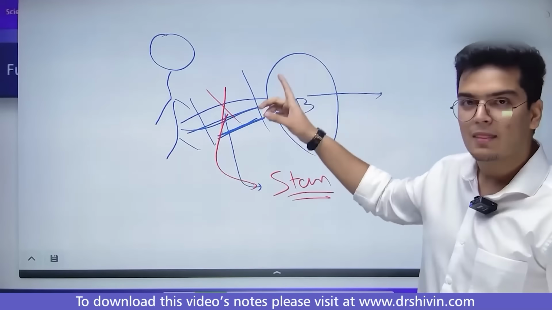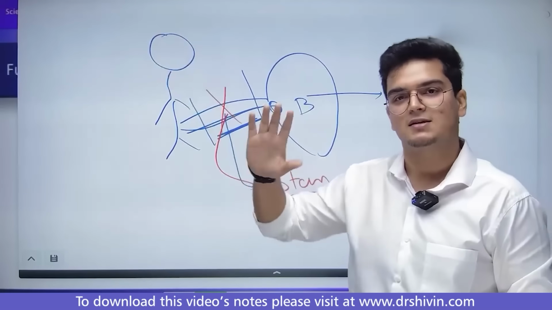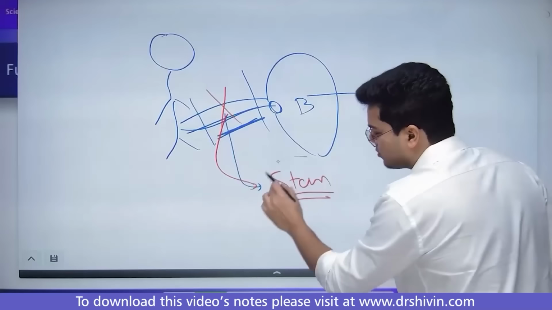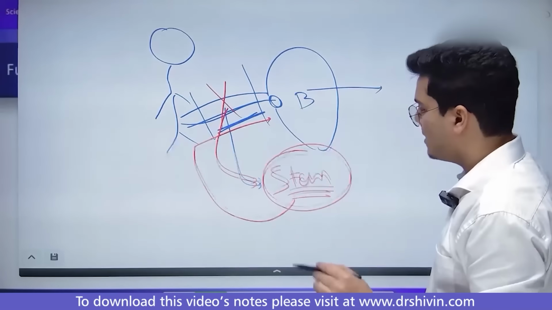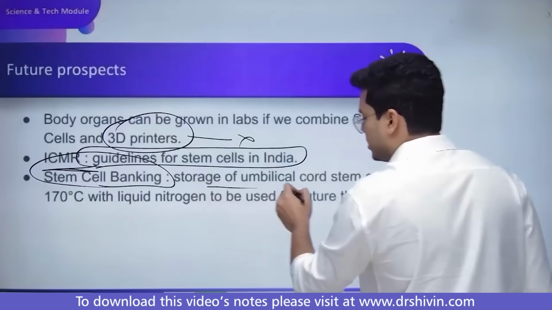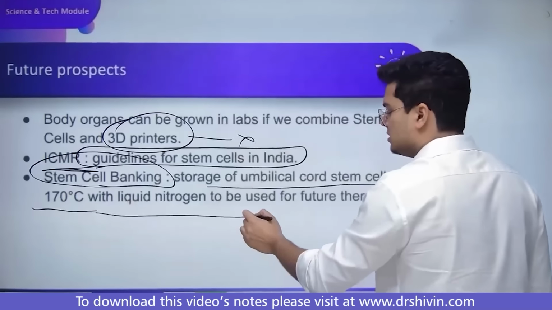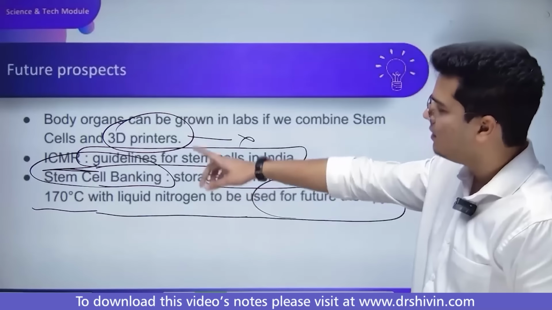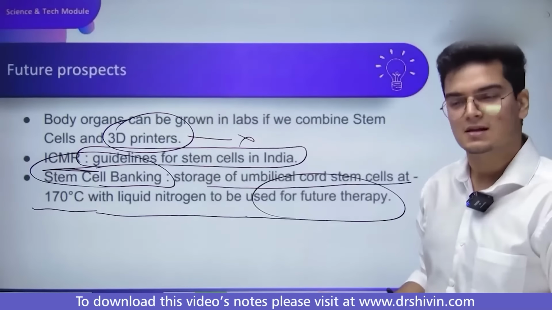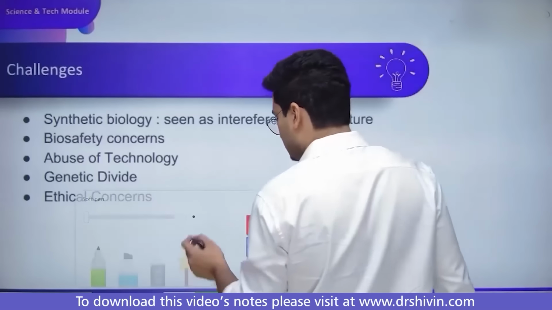मान लो बेबी को बाद में कोई ऑर्गन चाहिए होगा तो मुझे induced pluripotent stem cell बनाने की झंझट नहीं करनी पड़ेगी. I will just be able to take these stem cells and give this baby therapy. This is called stem cell banking. This is storage of umbilical cord stem cells at 170 degree with liquid nitrogen to be used for future therapy. Okay, stem cell banking and induced pluripotent stem cells. I hope this is clear. Now what are the challenges?